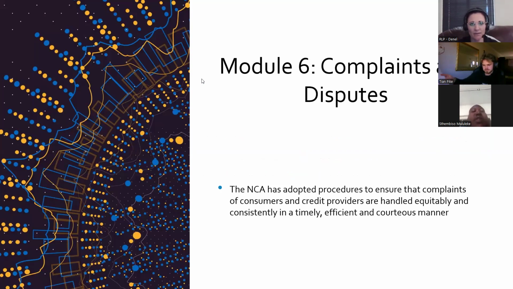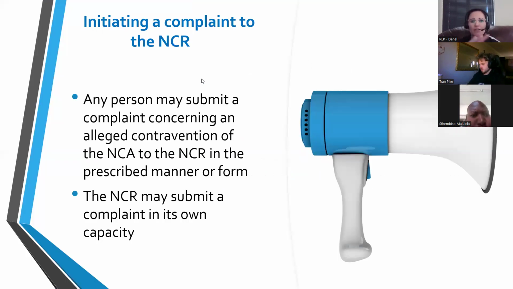Happy. This is the last chapter, guys. So, complaints and disputes. The National Credit Act has adopted procedures to ensure that complaints of consumers and credit providers are handled equitably, consistently, in a timely, efficient, and courteous manner. Okay? So, any person can submit a complaint of an alleged contravention of the National Credit Act to the National Credit Regulator.